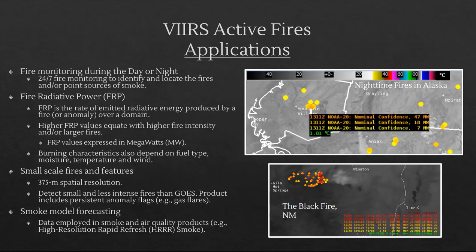We will now transition to the applications of the VIIRS Active Fires product. The product helps identify fires and point sources of smoke 24/7, day or night. As we noted in the previous slide, the product uses FRP as a proxy for fire intensity. FRP is essentially the rate of emitted radiative energy produced by a fire or anomaly over a domain. The higher FRP values equate with higher fire intensity and/or larger fires. Note, be aware of the burning characteristics that also depend on fuel type, moisture, temperature, and wind.